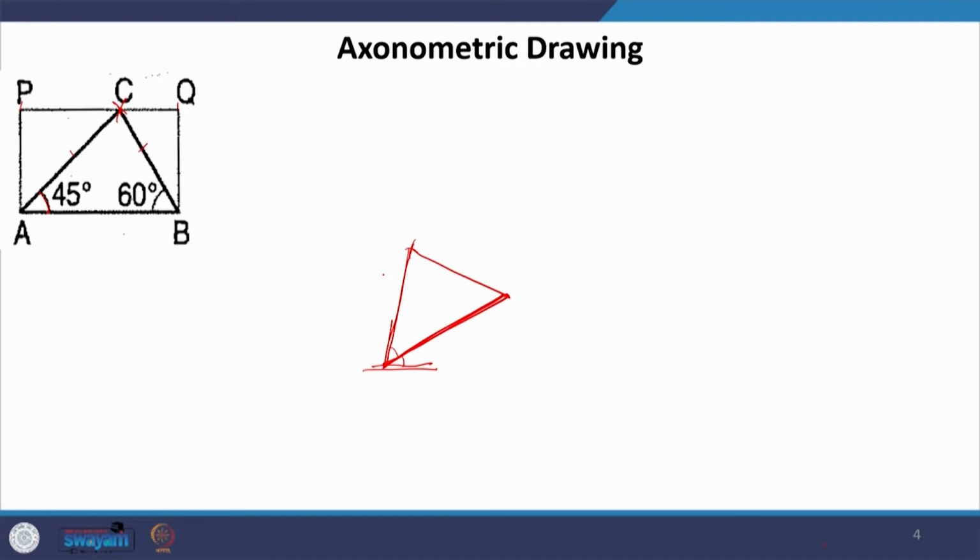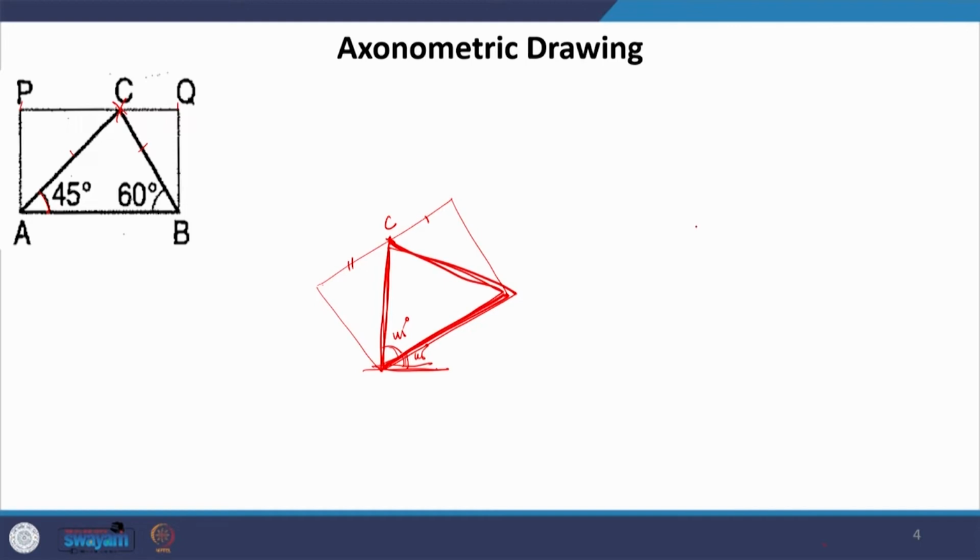Okay, so I should draw it correctly. If this is 45 and if we take this as 45, then this side will appear to be a perpendicular line, and then this is 60. So, probably I am making some error in checking the angles, but this is how it will be. Or alternatively, you could draw the rectangle and then arrive at the point C by measuring this distance. Okay. So, all we are doing is taking this.